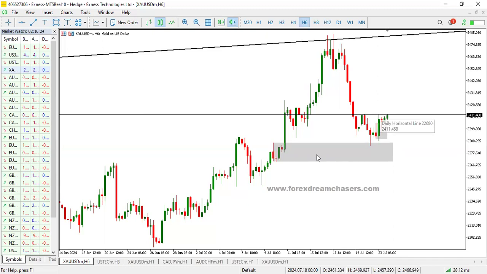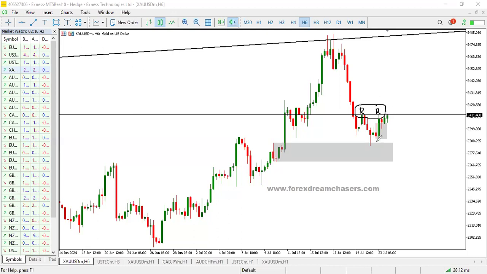They tested the resistance for the second time. Remember, I count resistance twice. If the market reached the resistance for the first time, I'll sell. If the market reached the resistance for the second time, I take a sell. But from here, you won't find me in.